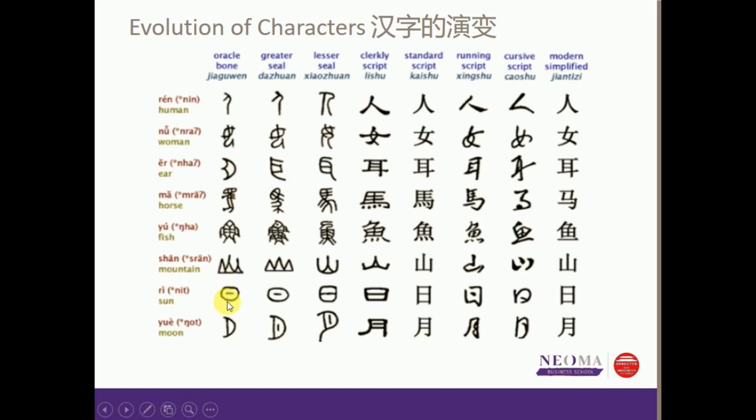And this one is my favorite. This one is 日, the sun. It's a round shape, and then a dot is put inside. The dot, you know what? That's the black spots of the sun. Okay, and then it developed into this shape. You don't have to memorize how the character changes. For the final one, you only need to remember this column. That is okay.